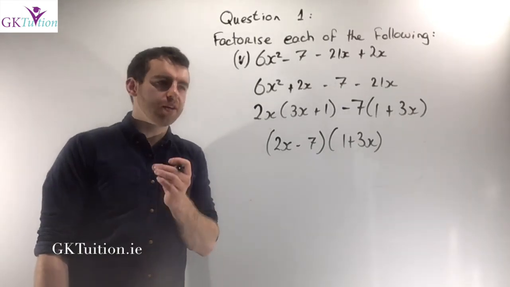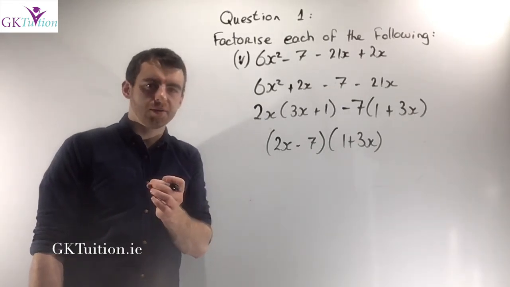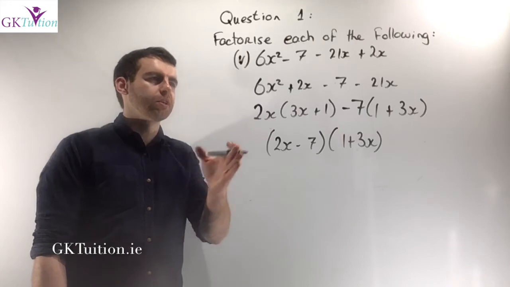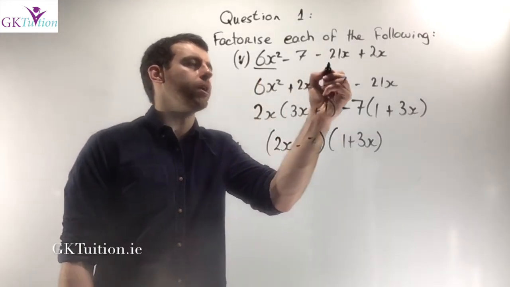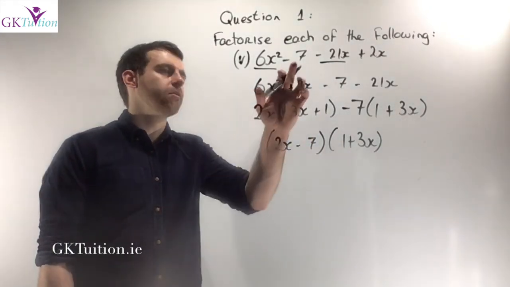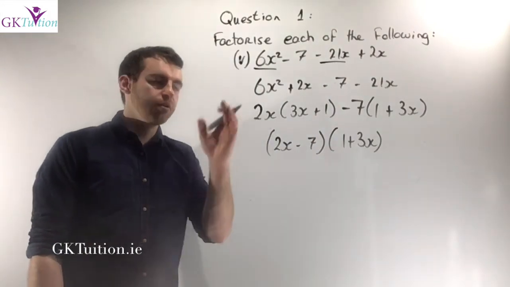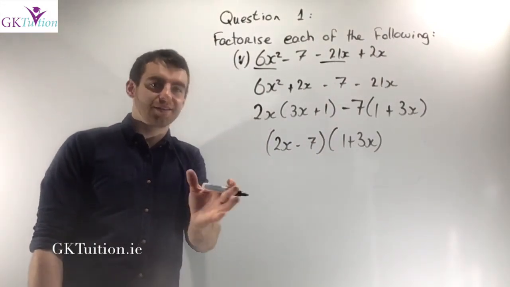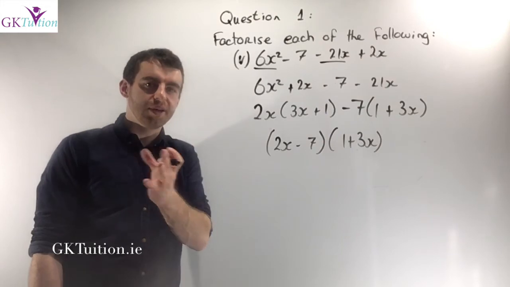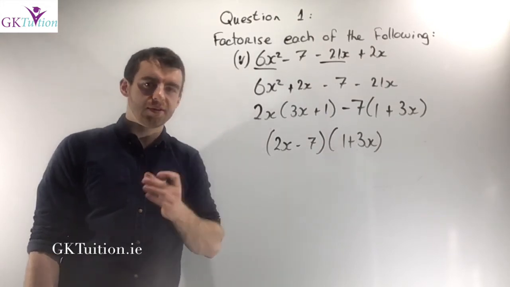Now I want you to be aware that it doesn't actually matter which way you rearrange them. There are two correct ways of doing it. I could have arranged the 6x squared and the minus 21x together, the minus 7 and the 2x together. I would have ended up with the same answer at the end either way. So if you did it differently to me, then that's fine. But you do need to get the same answer as me.